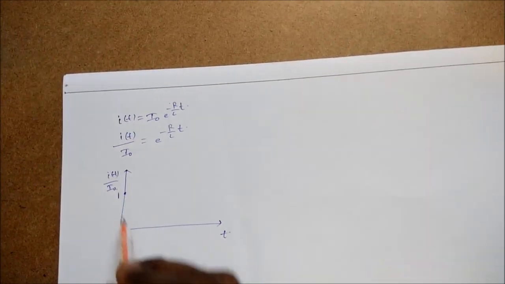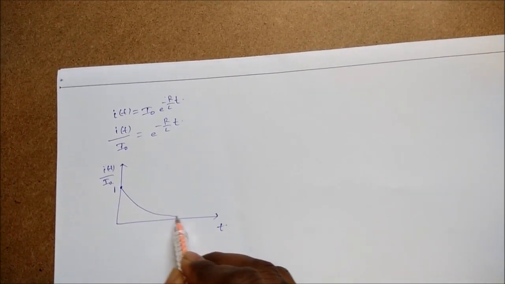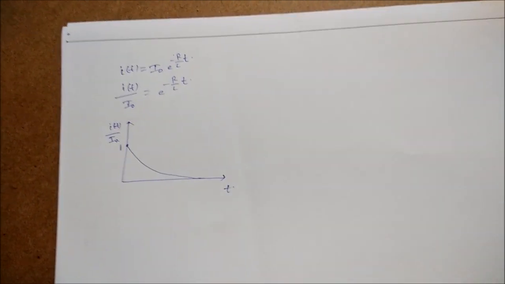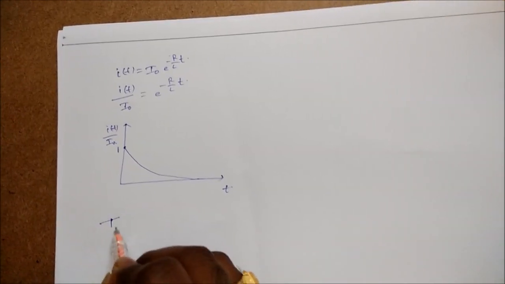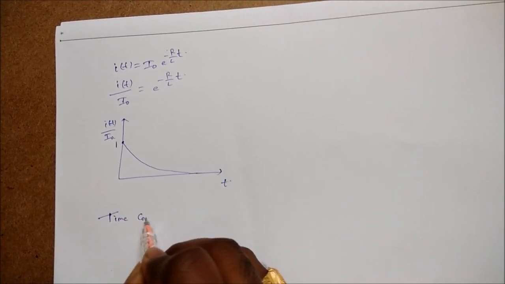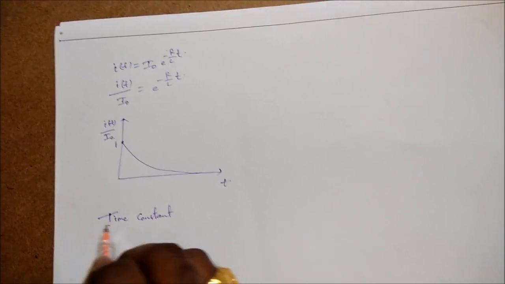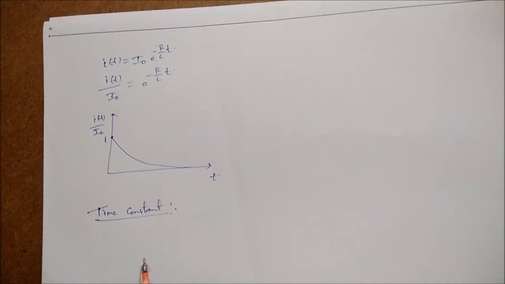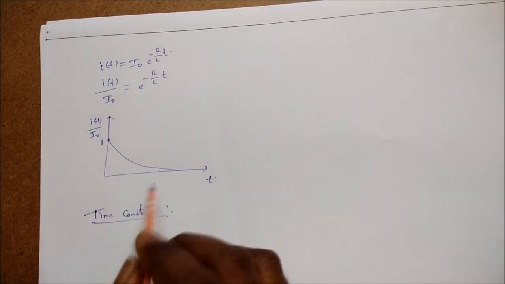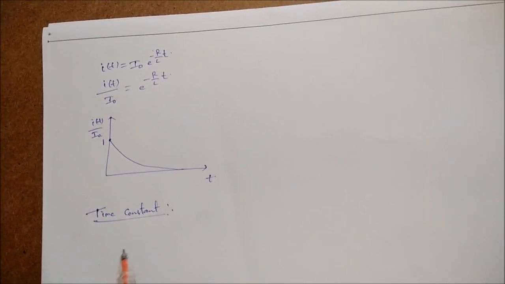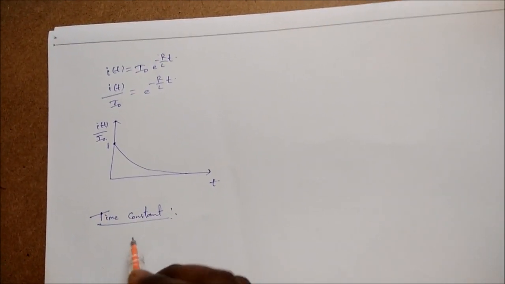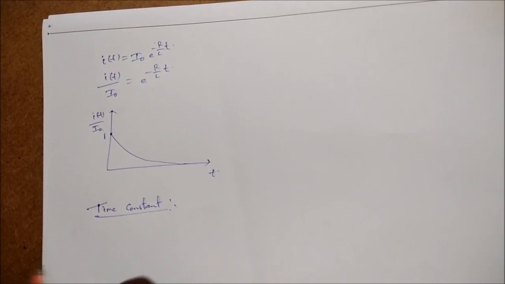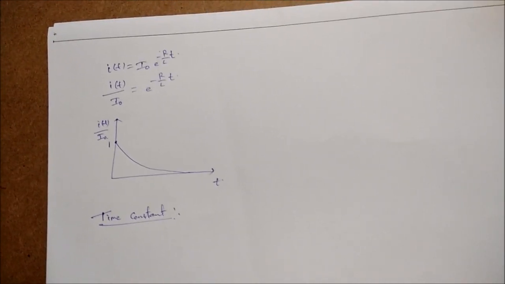This value becomes 1 and it will come to 0. Understand? At t is equal to infinity. Now from this I want to define one thing, that is time constant. Time constant is the time required for the curve to reach 0 when it falls at its initial rate.